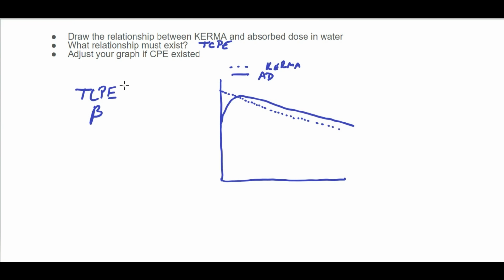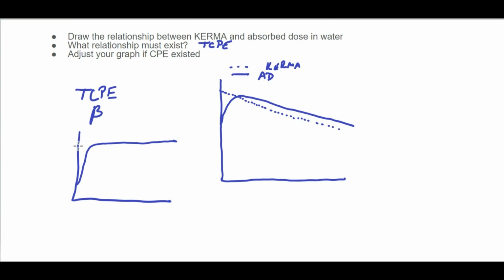Now, if theoretically, hypothetically, somehow we had full charged particle equilibrium, what would that look like? So I'm going to draw a separate graph just to make it a little easier on us. So if there was full charged particle equilibrium, what would happen is our absorbed dose would still have a buildup region, but then attenuation and scatter wouldn't exist, so you're not losing any dose. That same amount of Dmax dose would be throughout, regardless of the depth of your water, your patient.